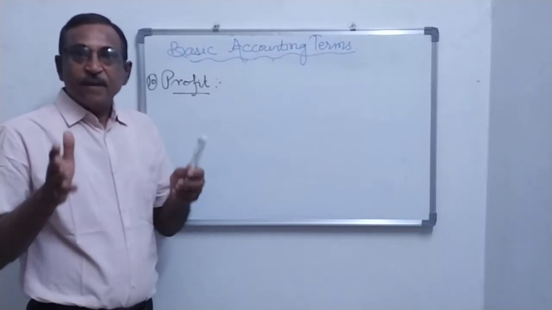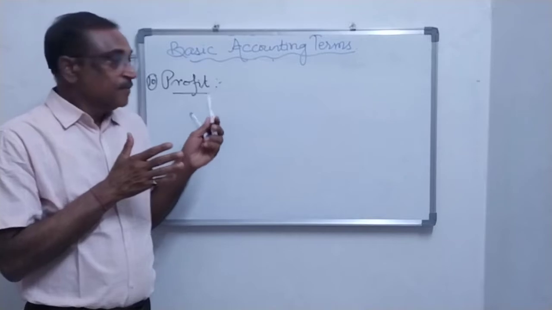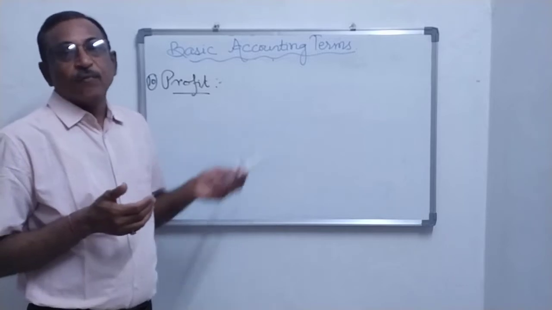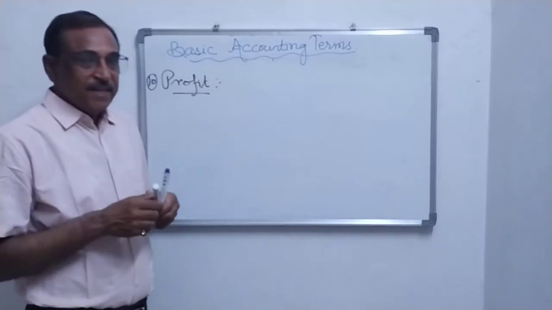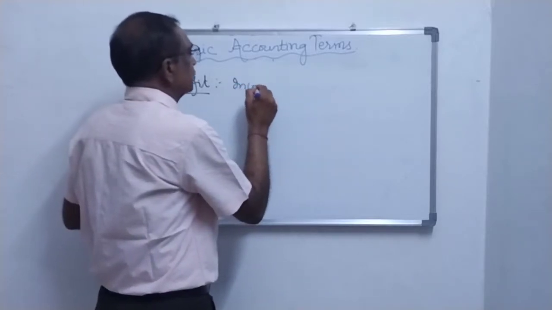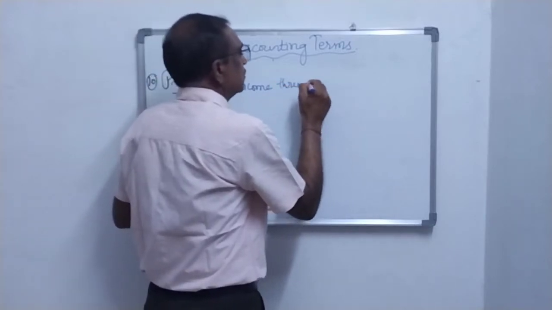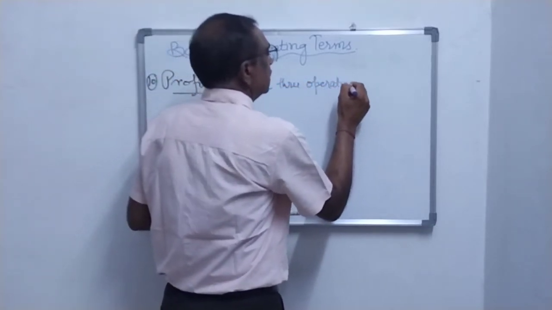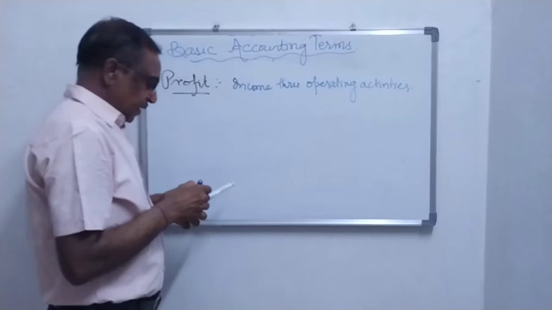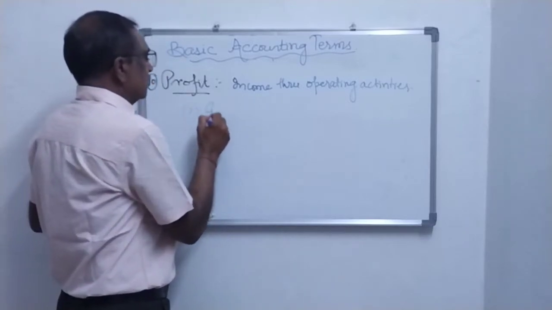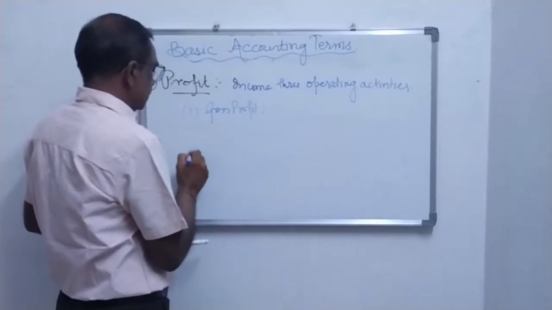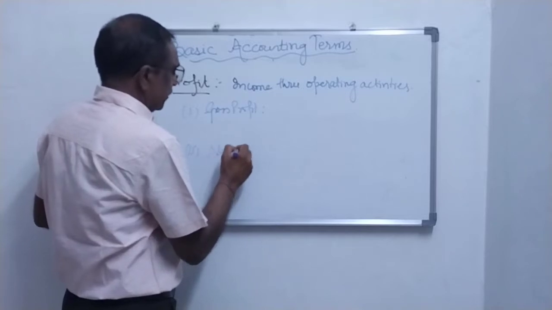So whatever you earn by selling the goods in which you deal or by rendering the services, you get profit. Clear? Profit means income through operating activities. Okay? It is of two types: gross profit and net profit.